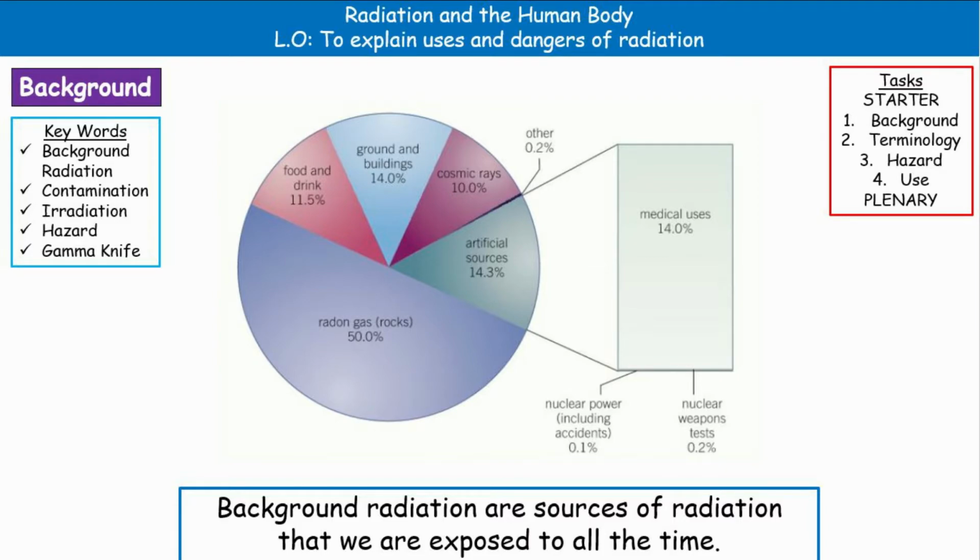The vast majority of it is coming from this radon gas, and then things like the ground itself, the buildings that we are surrounded by, and medical uses, plus your food and drink. So what I'd suggest you do is you don't have to copy the pie chart, but you can just put a bullet point list of these different sources of background radiation. And if you want to write down the percentage next to them as well, by all means, feel free. I'll leave this up for another couple of minutes so you've got a chance to write down any of the bits of information that you see fit.